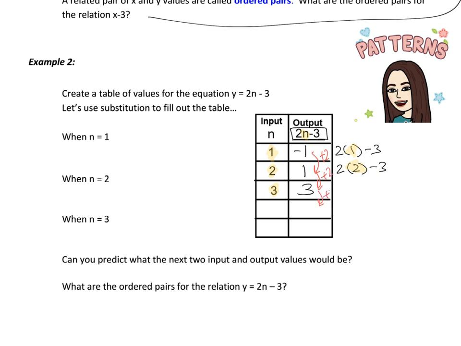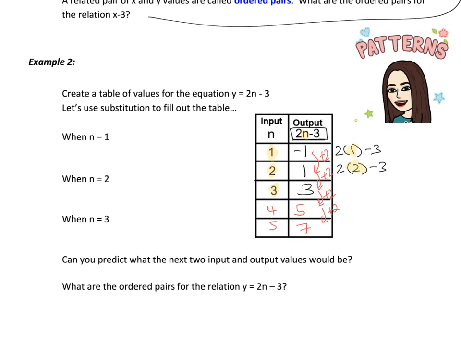So this is going up by 2. This will probably go up by 2 as long as the input increases by the same amount. So because this is a pattern on the left side, there will be a pattern on the right side as well. So on here, this will probably be 4, 5, and 5, 7. Okay. So can you predict what the next two input and output values would be?